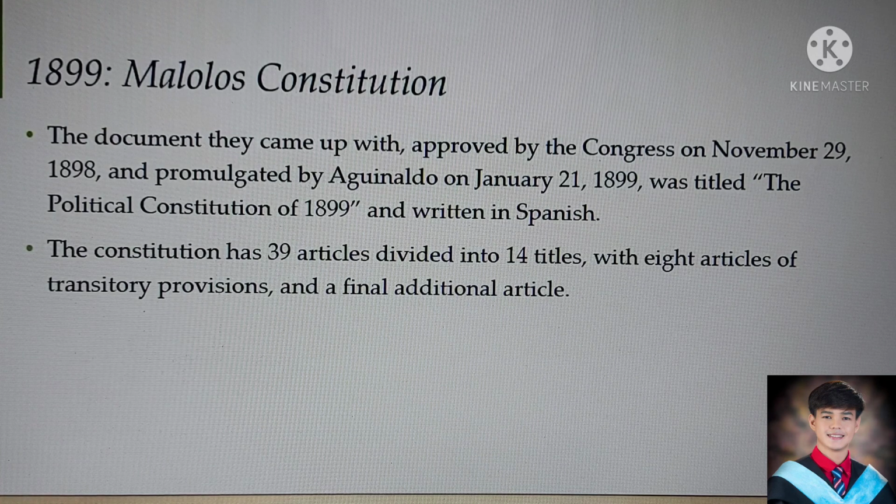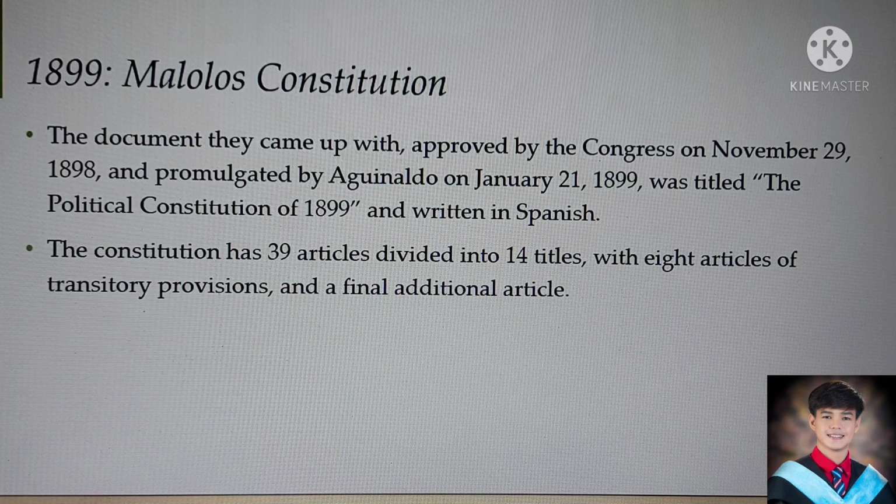So kung ikukumpara naman natin ito sa ating saligang batas sa kasalukuyan, which is the 1987 Constitution, ang 1987 Constitution ay meron siyang 18 articles. So, baka sabihin mo na, sir, mas malawak ang sakop nitong Malolos Constitution. Hindi, kasi yung ating constitution sa pangkasalukuyan or yung ngayon, actually mas malawak ito.